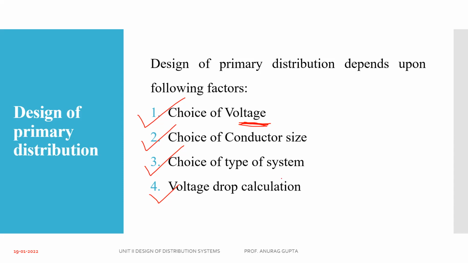Okay, so the choice of voltage we already discussed in the first unit. If you remember, that choice of voltage depends on two parameters. Number 1, what amount of power is transmitted or distributed in the feeder, whether in megawatt or kilowatt, that you are transferring in the line. Second, what is the distance of the line? So the choice of voltage depends on only two parameters.